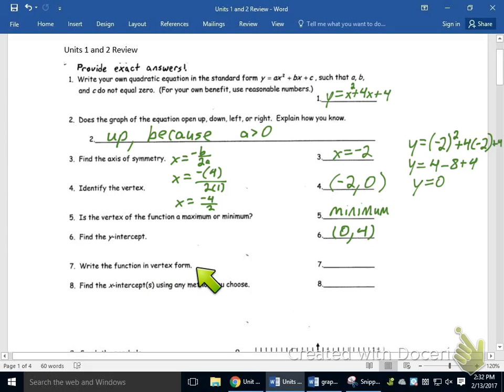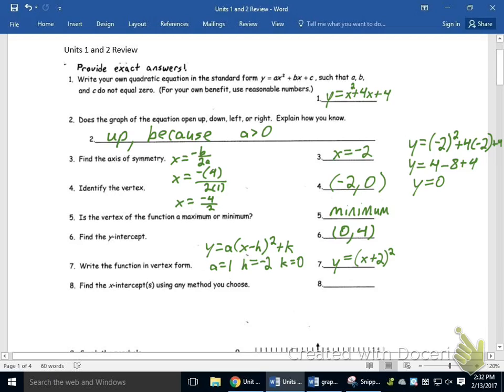Write the function in vertex form. So really quick, vertex form is a times x minus h squared plus k. Now I know that a is 1. I knew that because my a value was 1 up here. My h and my k are from my vertex, so negative 2 and 0 for h and k. So in vertex form, this one's going to be y equals 1 times x plus 2 squared, and that's it. Because if I write plus 0 at the end, it's just plus 0. This is following the vertex form.